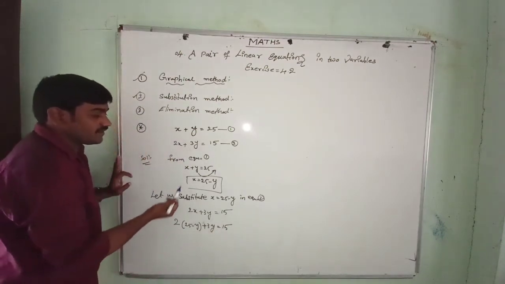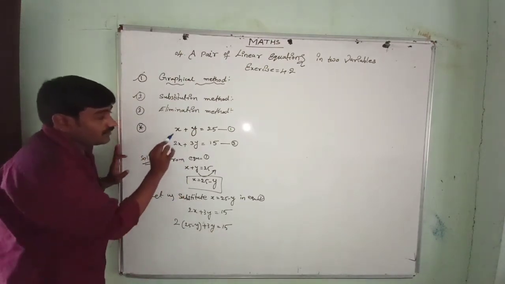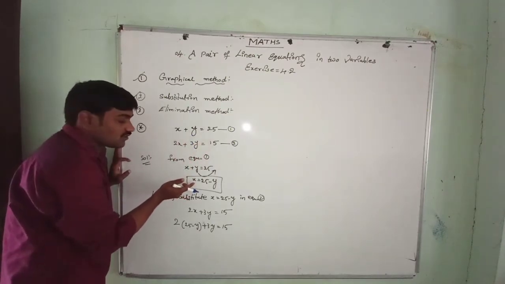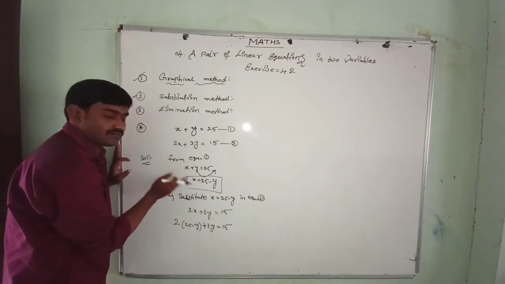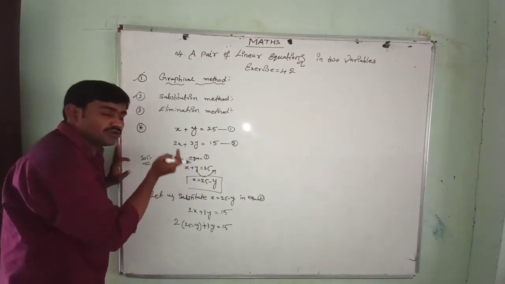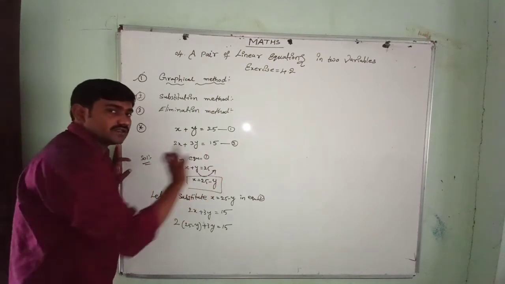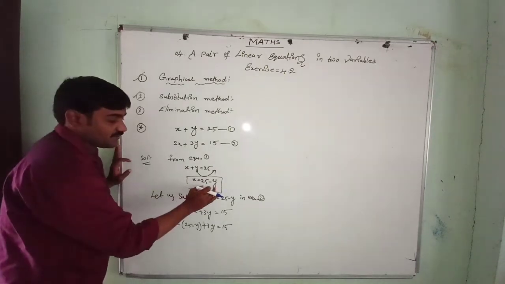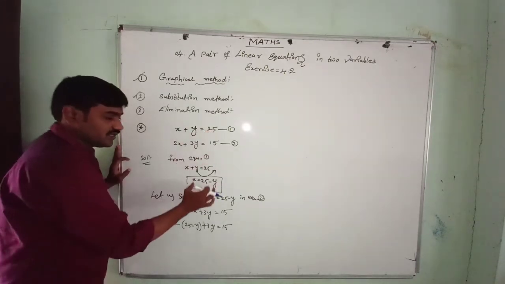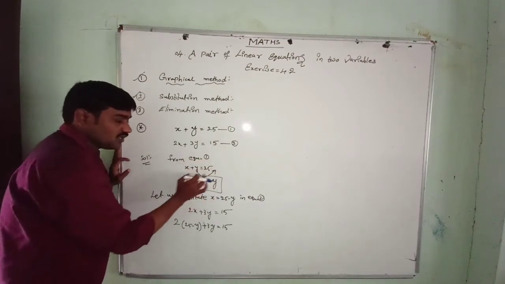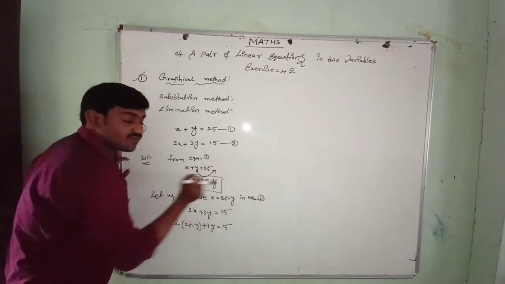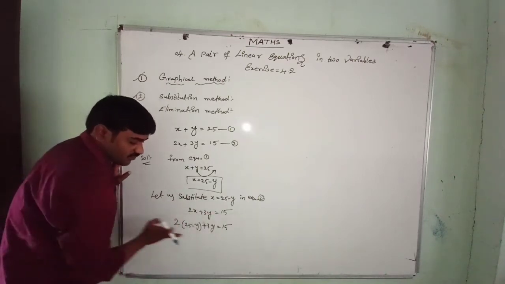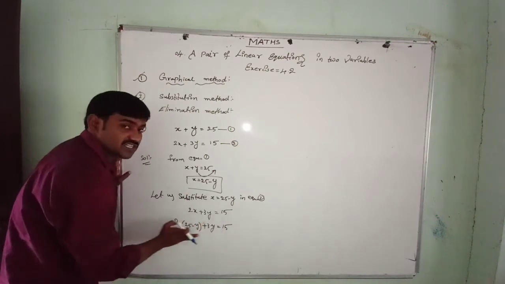Now see, the first equation we took, we made it equal to x. That means we made one variable the left side and the remaining terms the right side. This x equal to 25 minus y we got from equation number 1. So this x value you have to substitute in the other equation, that is equation number 2. Now after substituting, see, x is completely eliminated. We have got a linear equation only in terms of y.